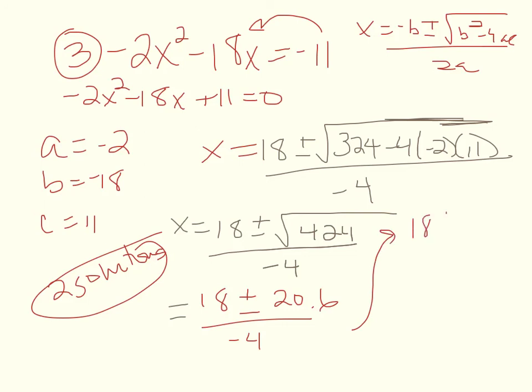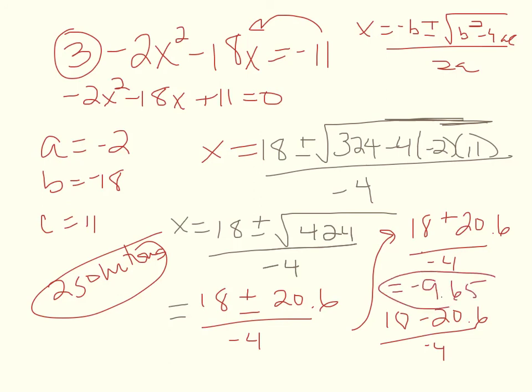I'm going to do plus first: 18 plus 20.6 divided by -4. And then I have 18 minus 20.6 divided by -4. The top one, 18 plus 20.6 divided by -4, is -9.65. And 18 minus 20.6 divided by -4 is 0.65. So those are my 2 answers.